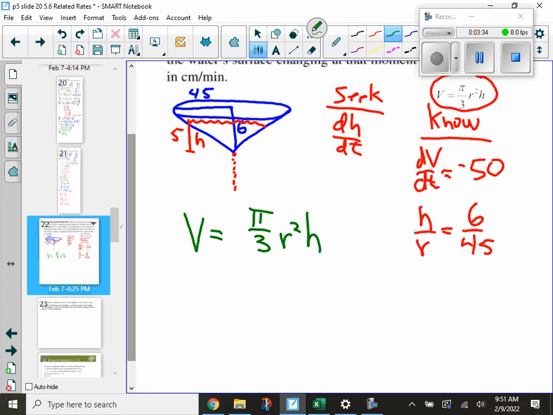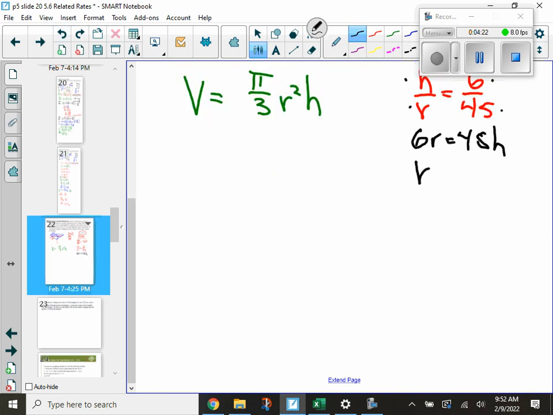So I'm going to call that pi over 3 r squared h. And I can see immediately that I have a problem, because I am seeking dh/dt, and I know dV/dt, but I have this r in there. That's going to cause me a problem, because I'm doing single variable calculus, and that would be multivariable calculus. So with my knowledge that the ratio of h to r is 6 to 45, and I'm seeking dh/dt, I'm going to change my r to be in terms of h. So I would get 6r equals 45h by cross multiplying. And that means that r is equal to 45 over 6 h, which I can simplify to 15 over 2 h.